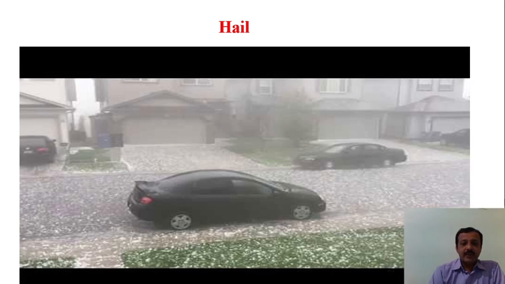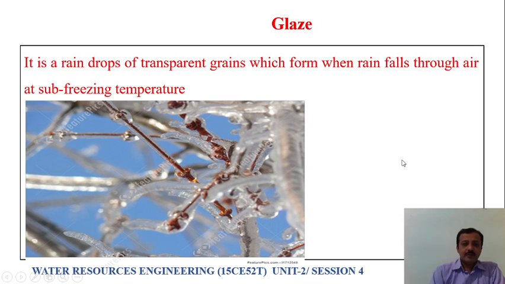This is how the hail is. We can see how the snowfall has occurred in a city.